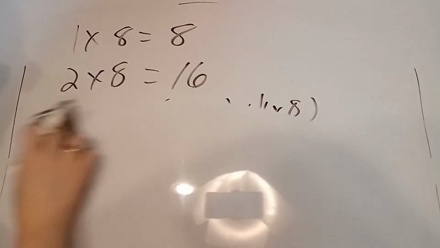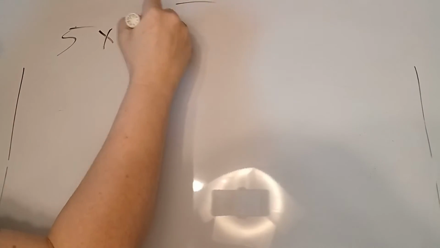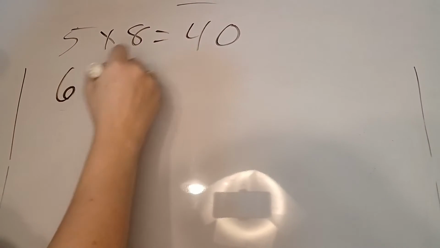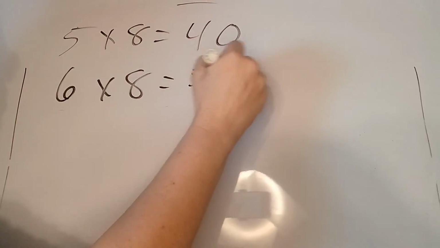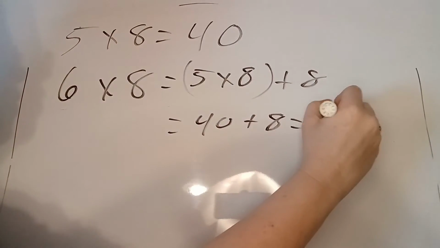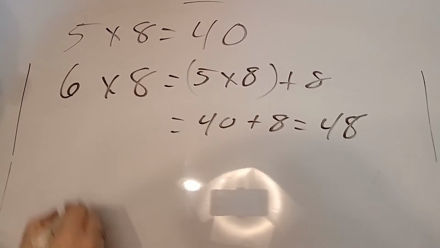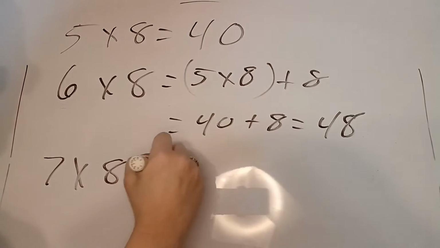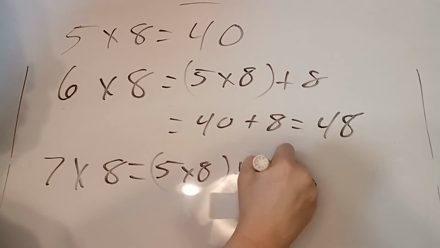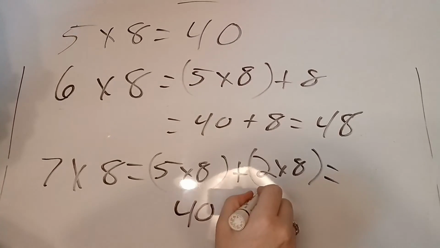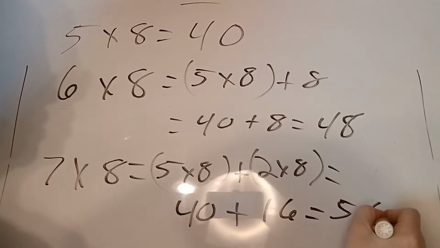5 times 8 we talked about already. We know that's 40. All right. 6 times 8 is 5 times 8 plus 8. Seven times 8 is 5 times 8 plus 2 times 8. So that is 40 plus 16 is 56.